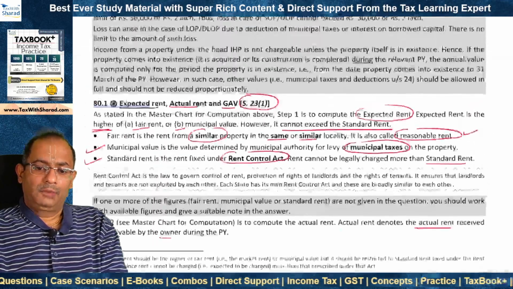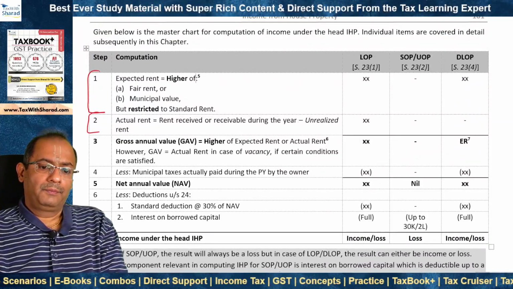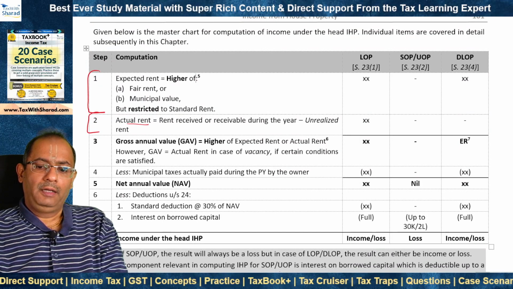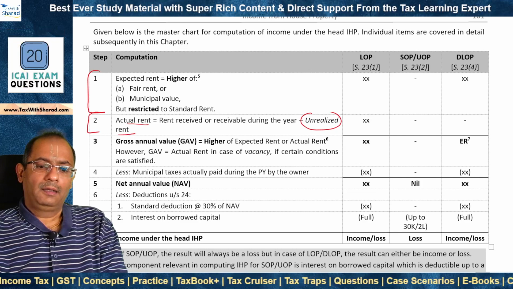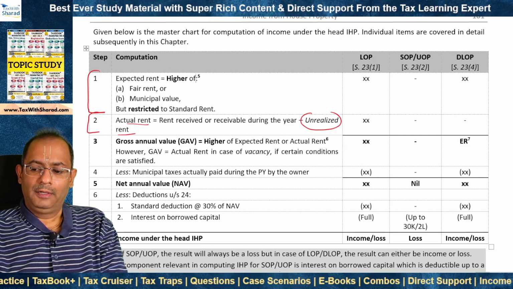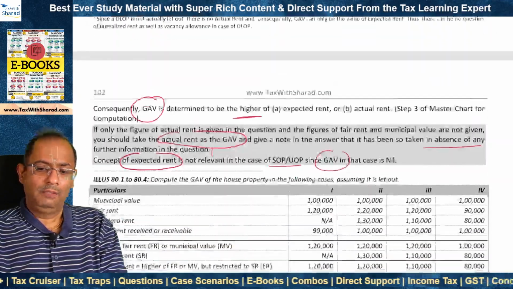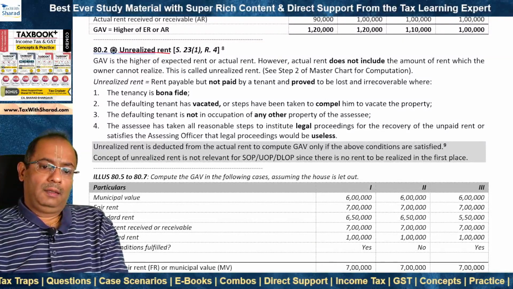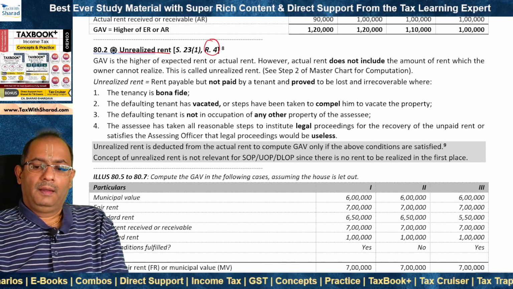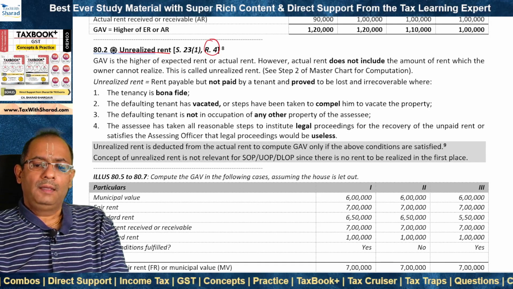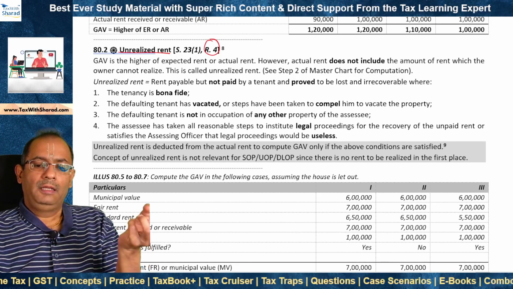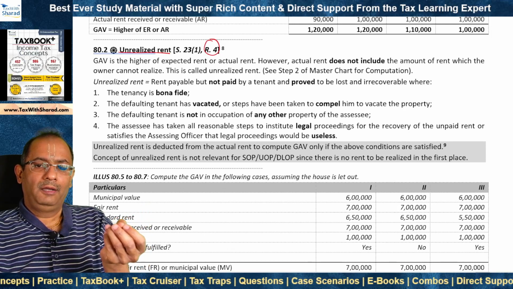So as we saw in the master chart, we compute actual rent. And while computing actual rent, we deduct the amount of unrealized rent from the value of rent received or receivable during the year. And that becomes the actual rent, which is then considered in computing the GAV. Now this is dealt with by Rule 4, right? And the unrealized rent is required to be deducted from actual rent only if the conditions specified by Rule 4 are met.